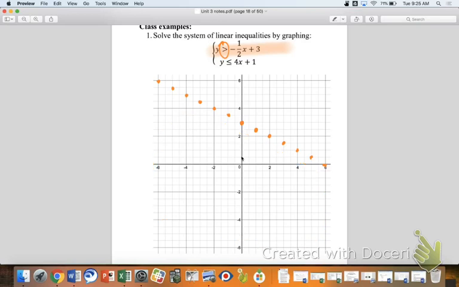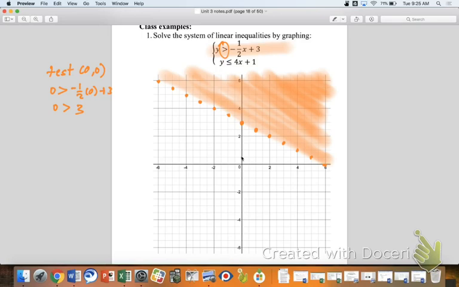So let's try it out. Let's test 0, 0 in the orange line. So that would be 0 is greater than negative 1/2 times 0 plus 3. So 0 is greater than 3. Is that true? No. So that means our test value failed. So that means the shading is on the other region, right? Yeah. So I would say my shading should be up here in this part.